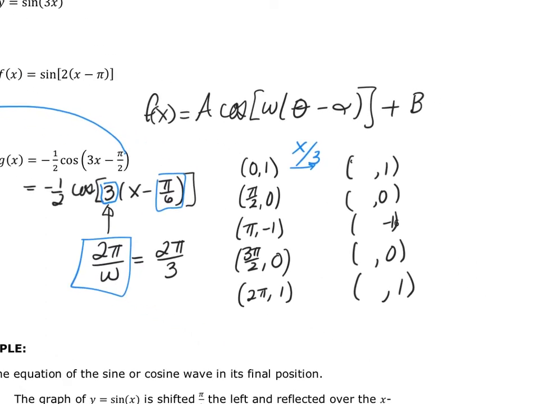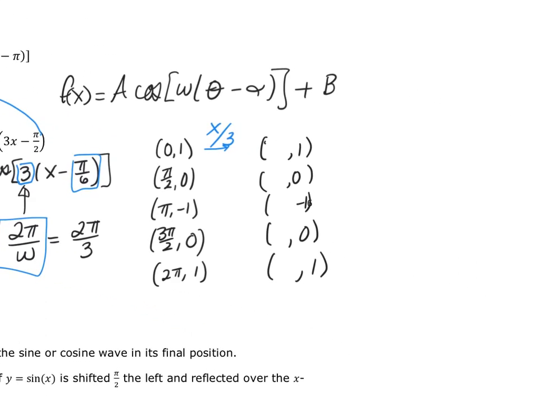Okay, so I'm going to go back over here, and I'm going to take all of my x's, and they're all going to be divided by 3. Well, 0 divided by 3 is still just 0. When I'm dividing by 3, it is the same thing as multiplying by 1/3. So when I multiply pi over 2 by 1/3, I get pi over 6. Multiply pi by 1/3, I get pi over 3. Multiply 3 pi over 2 by 1/3, I get pi over 2. And multiply 2 pi by 1/3, I get 2 pi over 3.